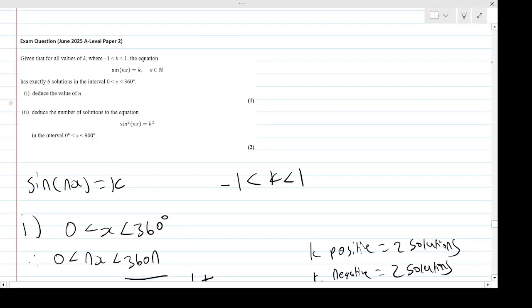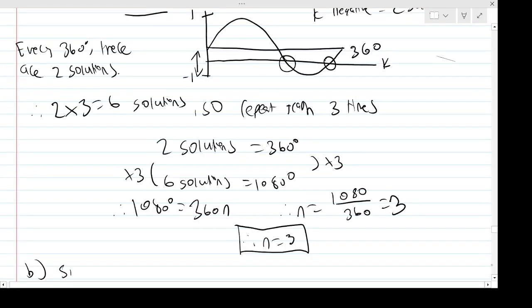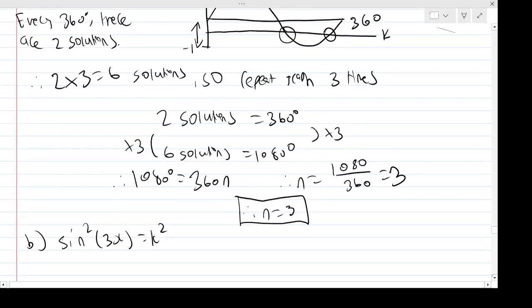Then we are told, deduce the number of solutions to the equation sine squared of nx is k squared in the interval 0 to 90. Okay, so if I write that down, we have sine squared of nx, and actually we know n is 3. So that'd be sine squared of 3x is equal to k squared between 0 and 900 degrees. Now, it didn't say to find these solutions, it just said how many solutions there are, the number of them. That's all we need to find.